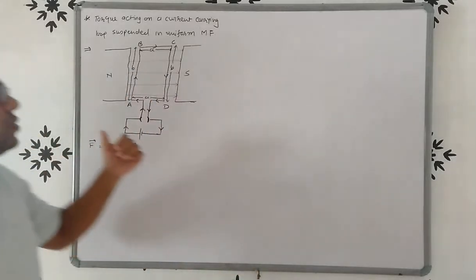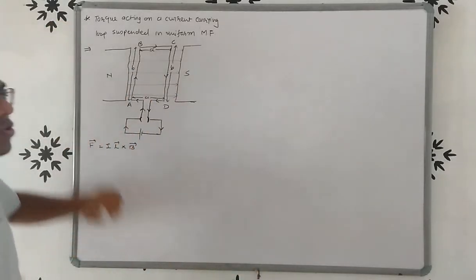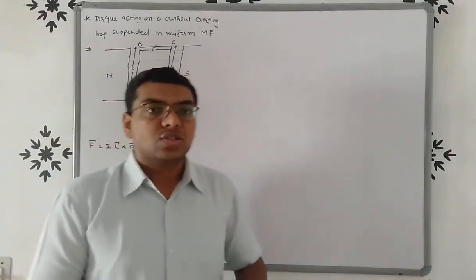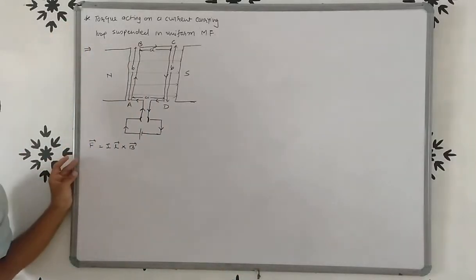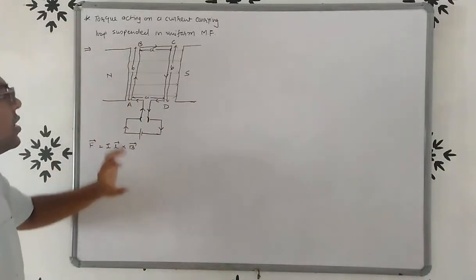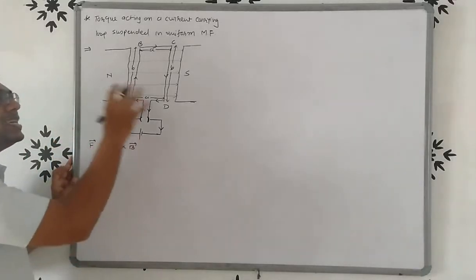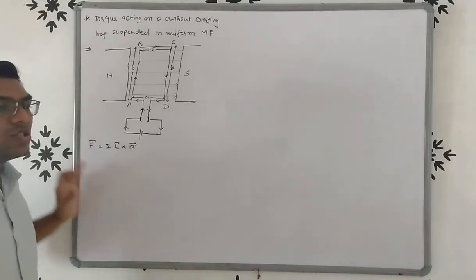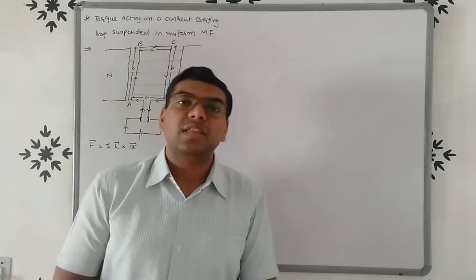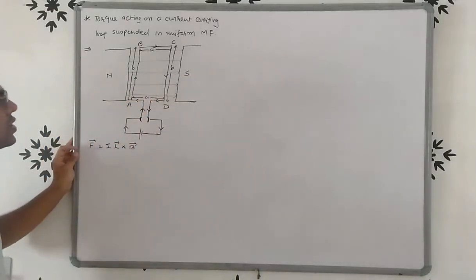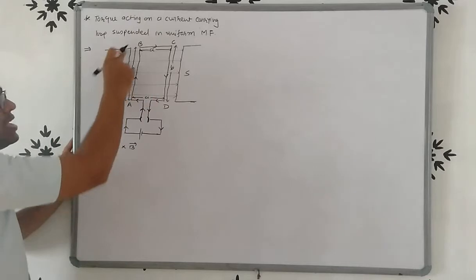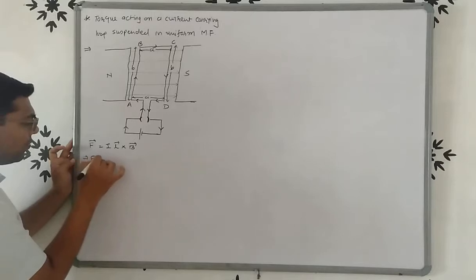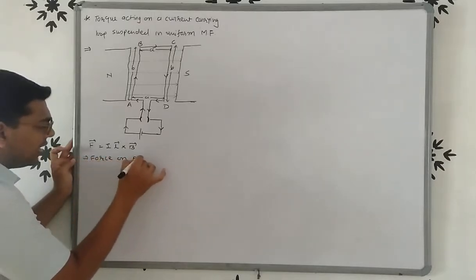So we have to derive the equation of torque, but we know that torque is equal to force into perpendicular distance. So to find torque, we have to find the force. Here a current carrying loop is placed in a magnetic field, so force will be there: F is equal to I L cross B. So first of all we find the force on AB, then BC, then CD, then DA.